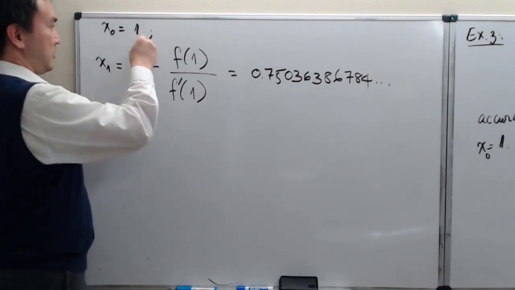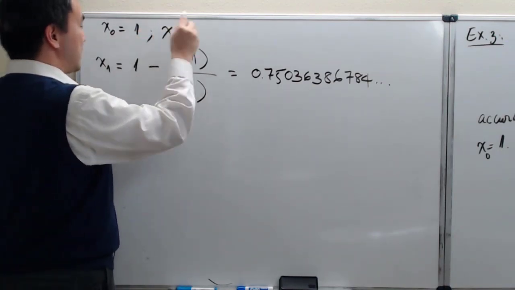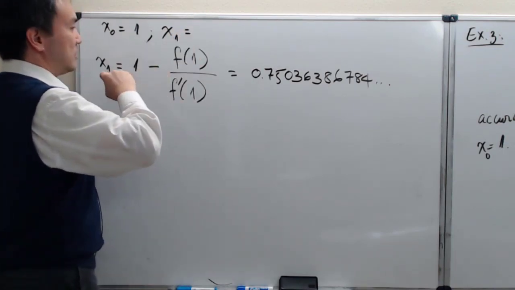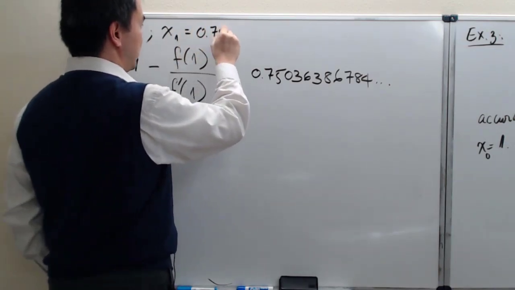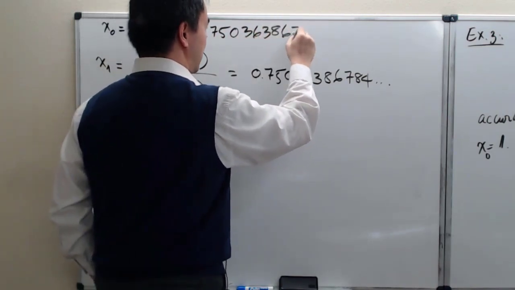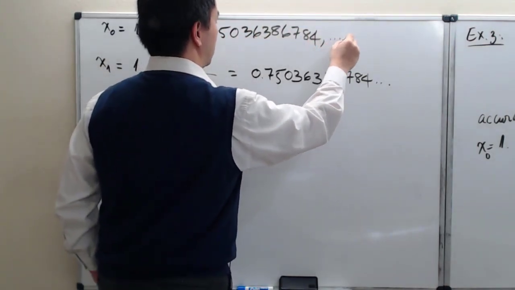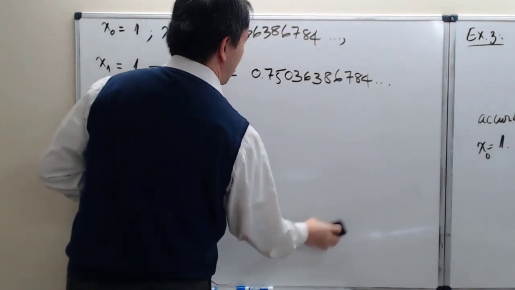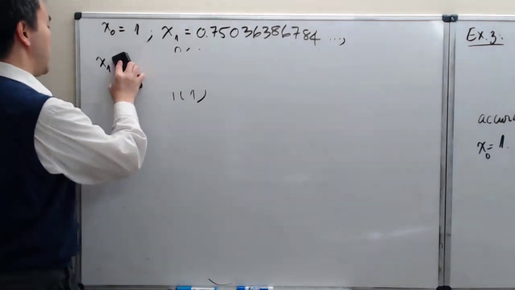Okay, but now before moving on, I am going to record down x1 here, which equals 0.75036386 and lots longer. Okay, and now ready for some further action. So that means now I am going to find x2.